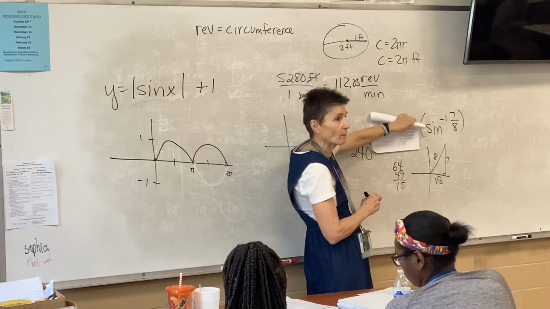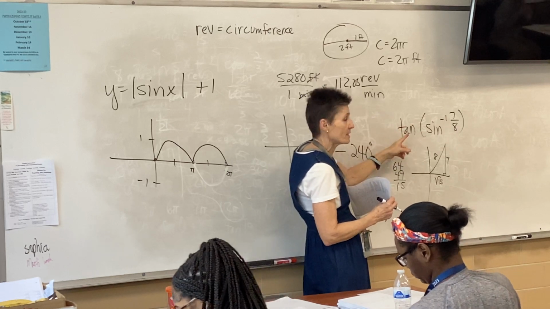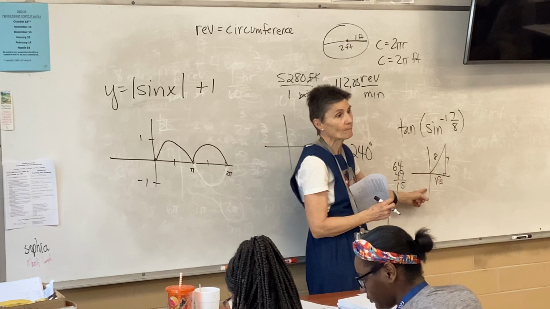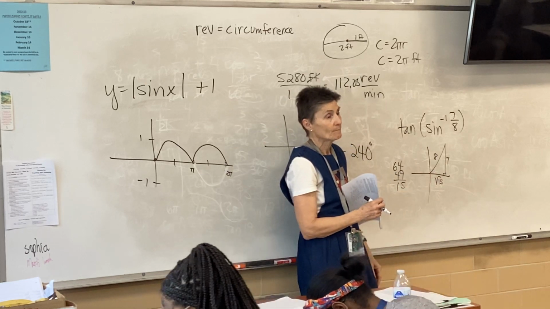Now, Drew, what do I want to know? I want to know the tangent. Tangent would be 7 over square root of 15.